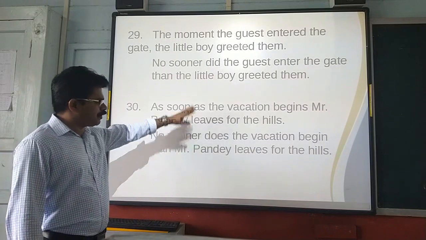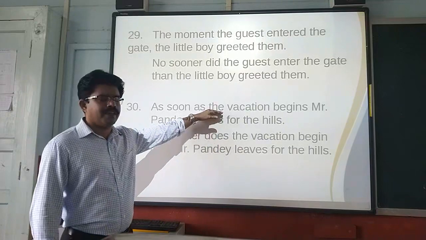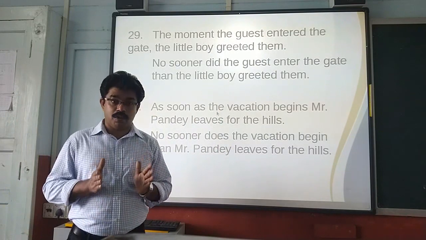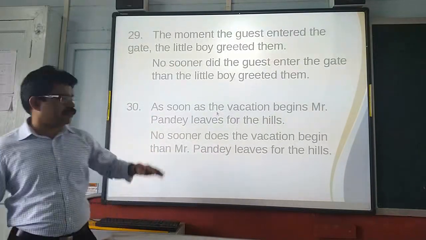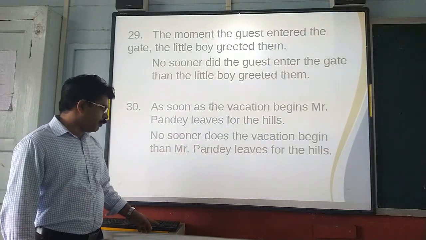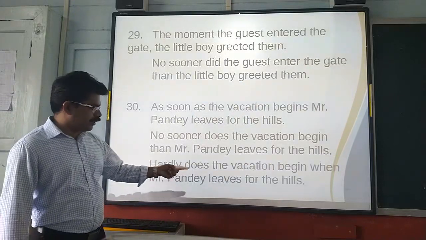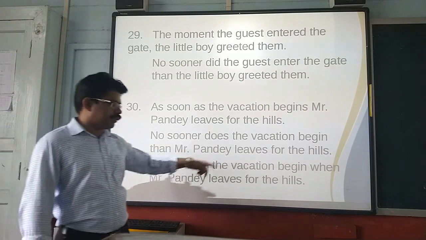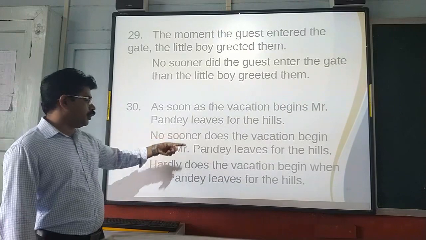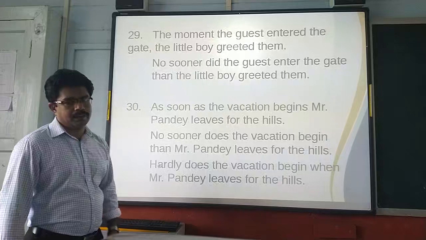If it is present tense, this is the structure you have to follow. Please keep in mind what the tense is. That is what I am repeating again. As soon as you get a sentence, check what type of sentence it is. Is it past tense or future, whatever the tense of the sentence is has to be checked. One more answer to this one is hardly. Hardly does the vacation begin when Mr. Pandey leaves for the hills. Hardly when, no sooner than. Keep that in mind.